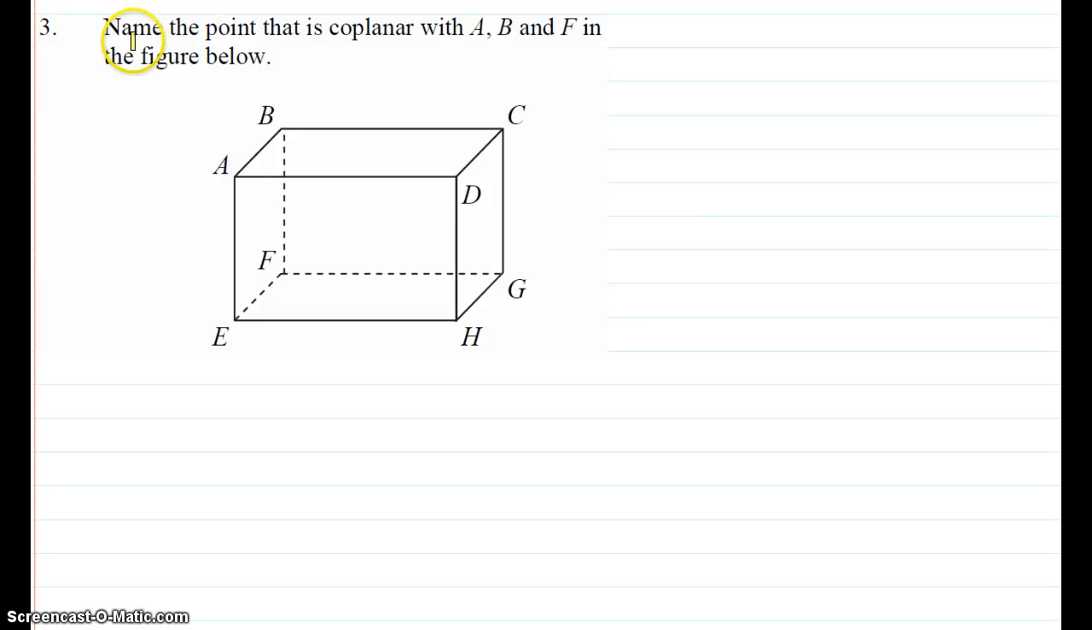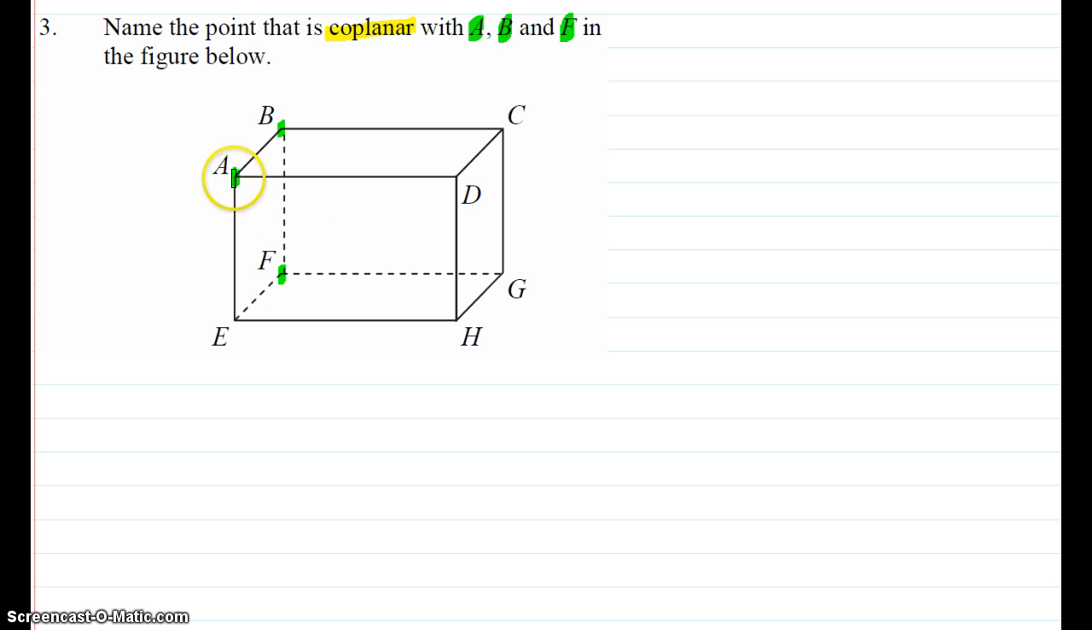All right, let's take a look at number 3. Name the point that is coplanar with A, B, and F. So the word coplanar means that it's going to be on the same plane as these points. So let's look here. We have point A, point B, and point F.